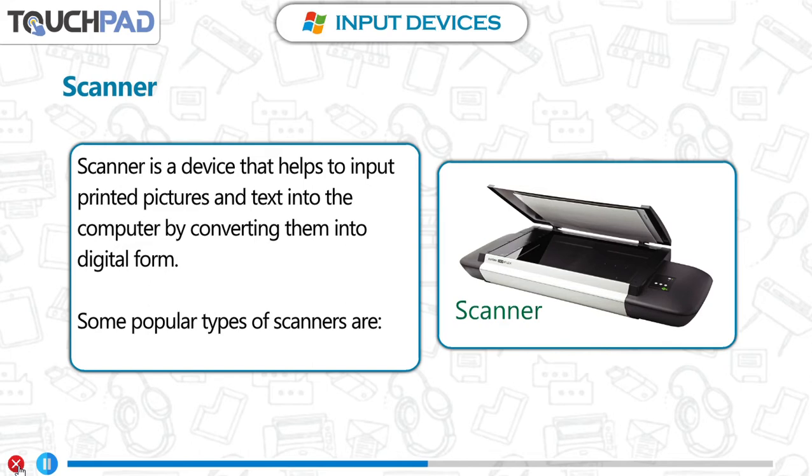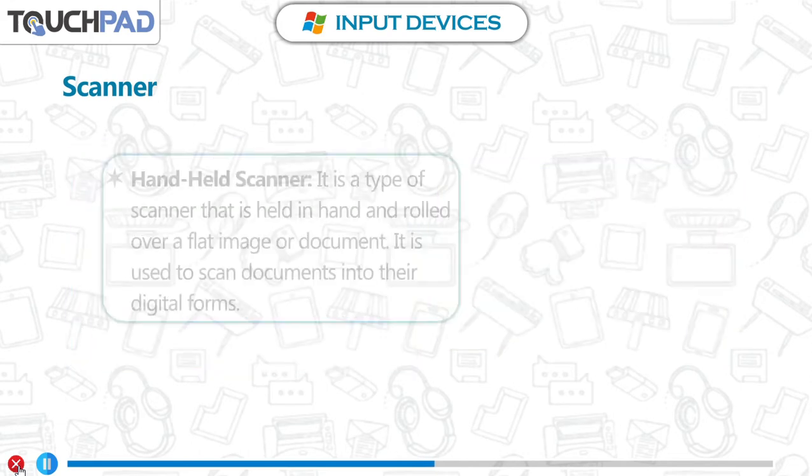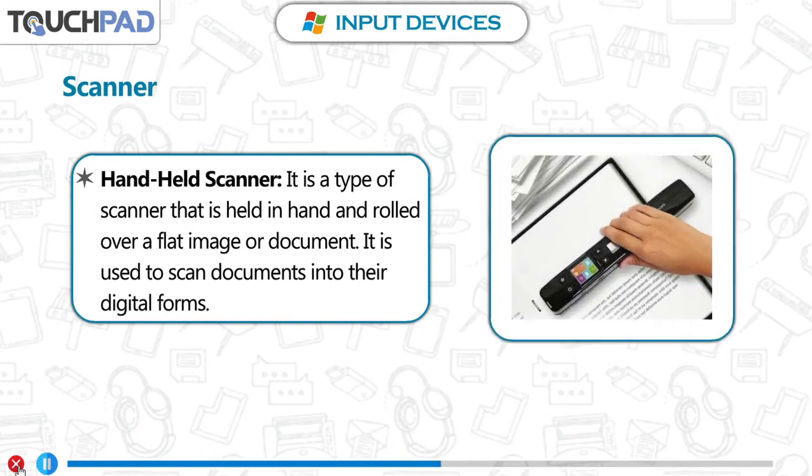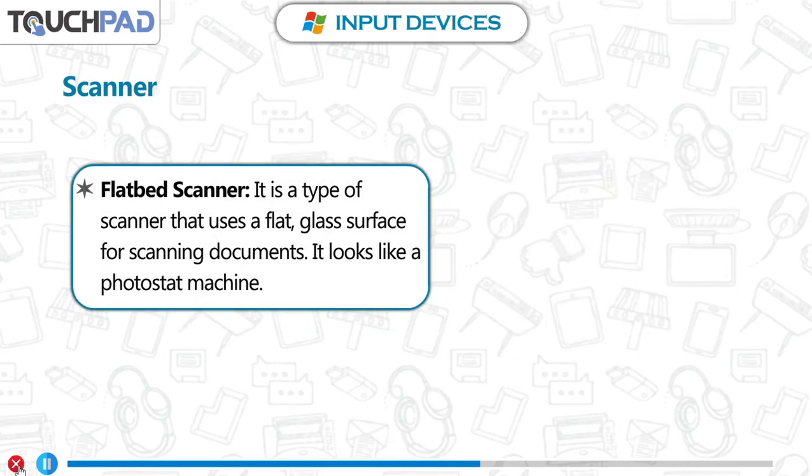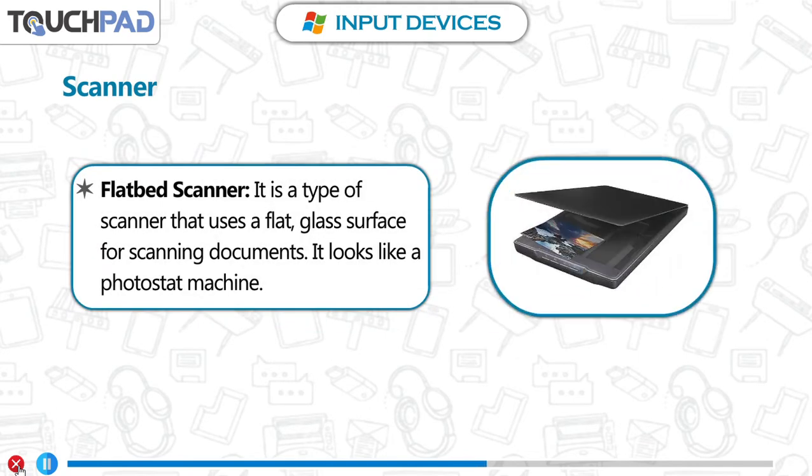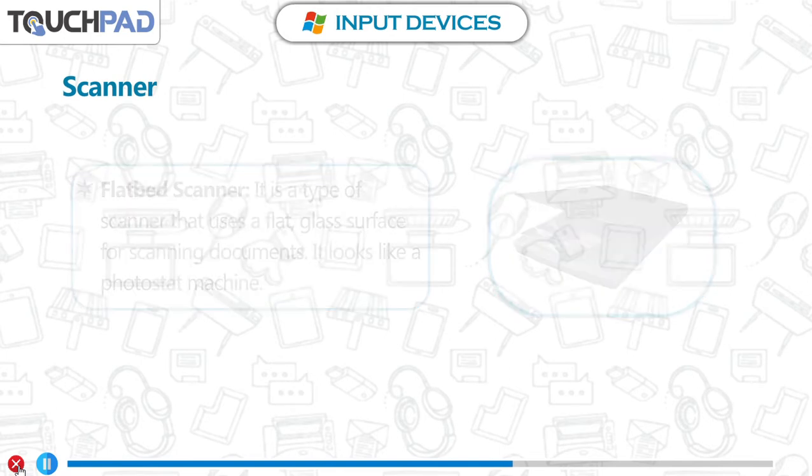Some popular types of scanners are: Handheld scanner. It is a type of scanner that is held in hand and rolled over a flat image or document. It is used to scan documents into their digital forms. Flatbed scanner: it is a type of scanner that uses a flat glass surface for scanning documents. It looks like a photostat machine.